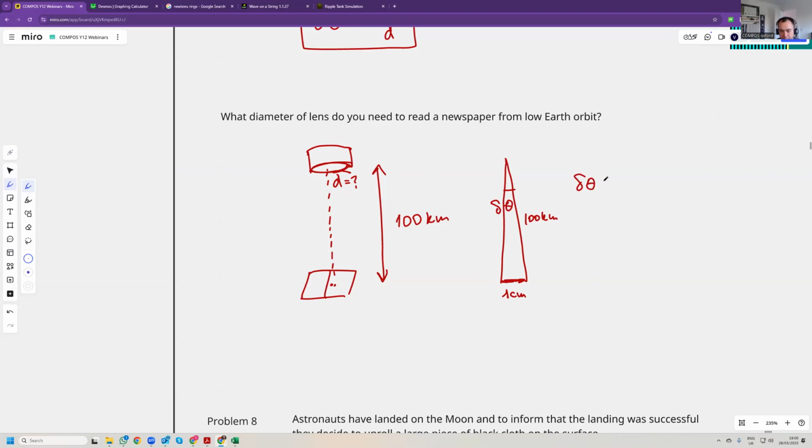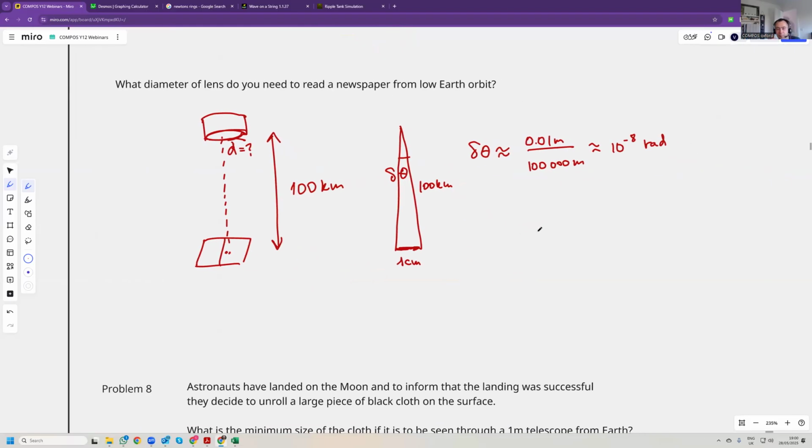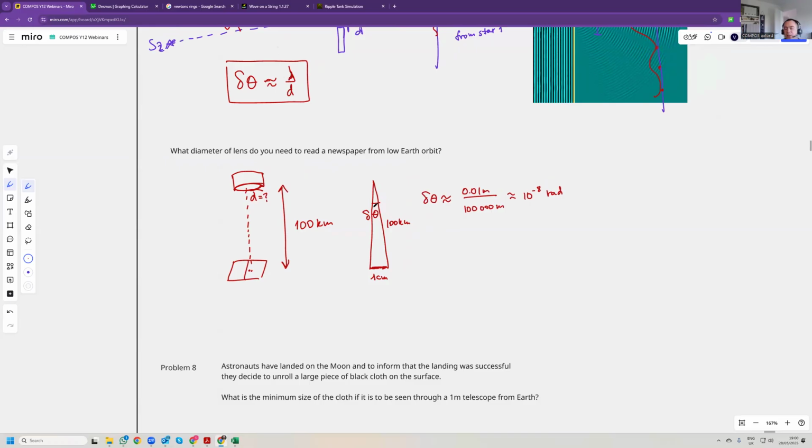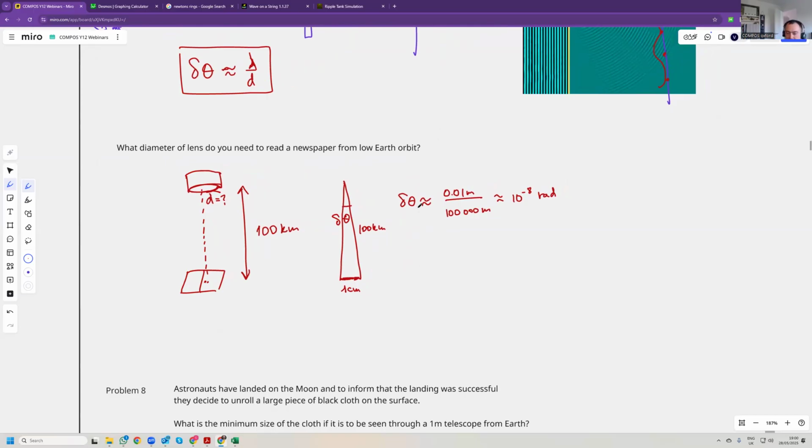So delta theta is approximately 1 centimeter, so 0.01 meter divided by 100,000 meters, which is approximately 10 to the minus 8 radians. That's the angular resolution that you need. And then you just use the formula. Well, for the wavelength, assuming you're using green light, which is the mid-range, assume lambda is approximately 550 nanometers.